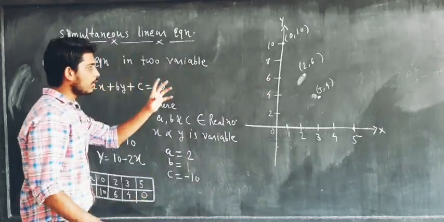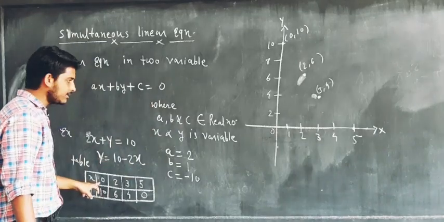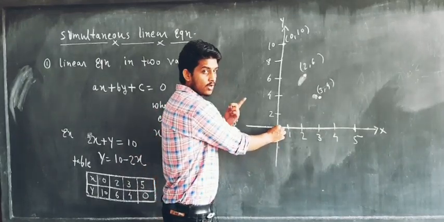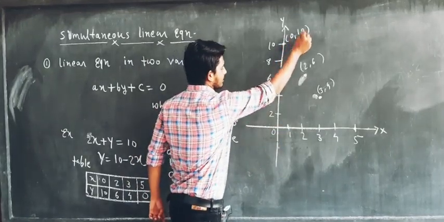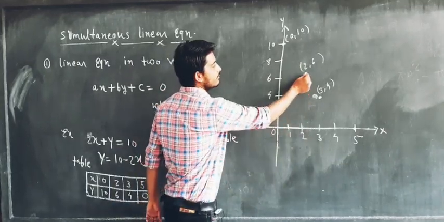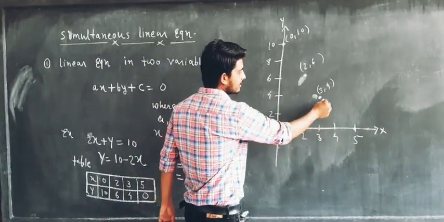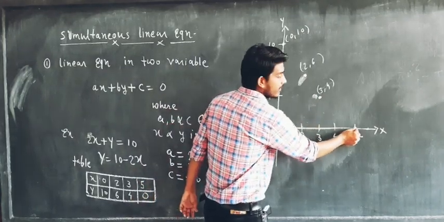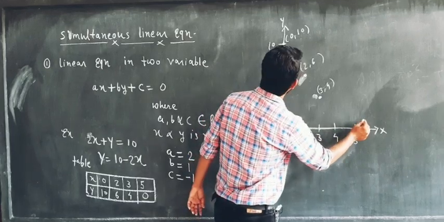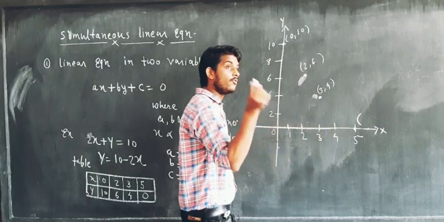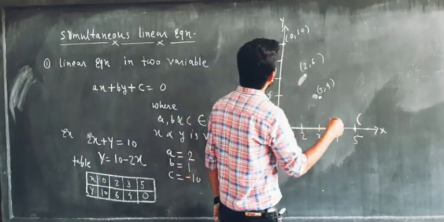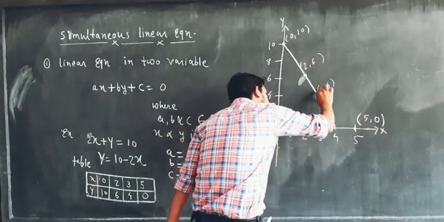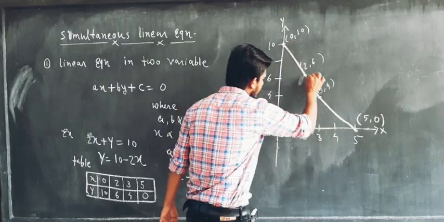Now I am going to plot all the points. If the value of x is 0, then the value of y is 10. If the value of x is 0, then the point lies on the y-axis. So 0, 10. If the value of x is 2, then the value of y is 6. If the value of x is 3, then the value of y is 4. All those values we have in our table. If the value of x is 5, then the value of y is 0. If the value of y is 0, then the point lies on the x-axis. So 5, 0. Now if I join all these points, what will I get? I will get a straight line.